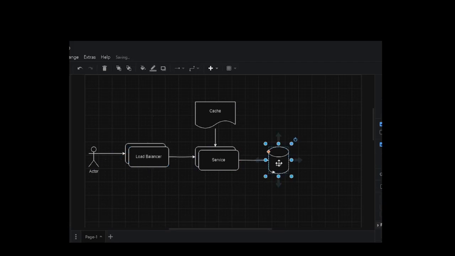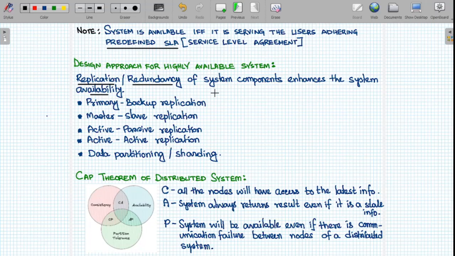Similarly, for DB also, we can have replication. In this way, using replication technique, we can increase the availability of our software system. There are a number of replication approaches. Primary backup replication, where we will have a single primary node and multiple backup nodes which will be idle in normal condition, and as and when our primary node fails, one of our backup nodes will act as primary again.